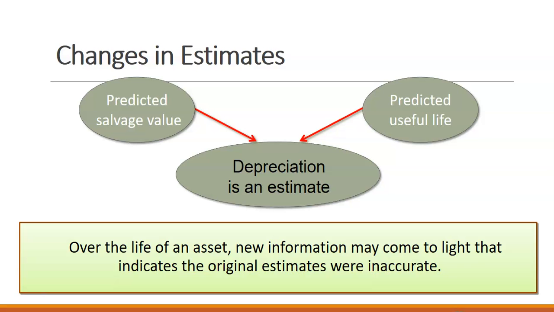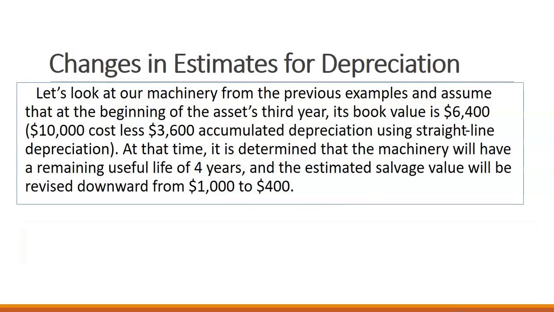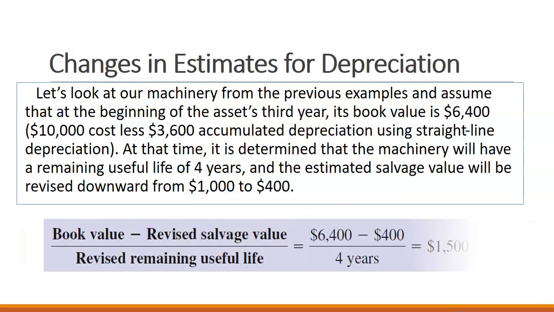So we're going to look at the same example, except during the third year, we decided that we were going to have another 4 years. So instead of it being 5 years total, we were actually going to get 4 more years out of this machine instead of 2 more years. And the salvage value would then be less because we were going to use it more. So we would change our depreciation expense with that information.